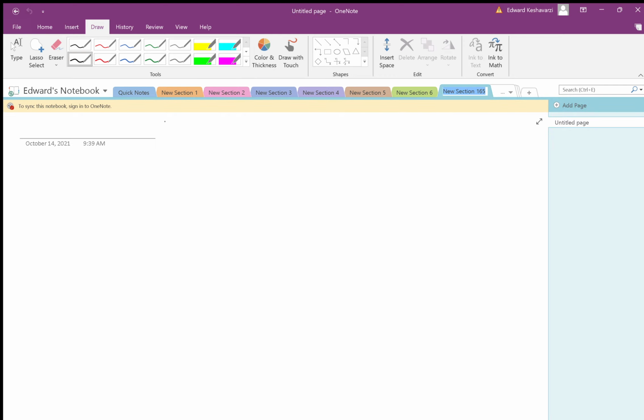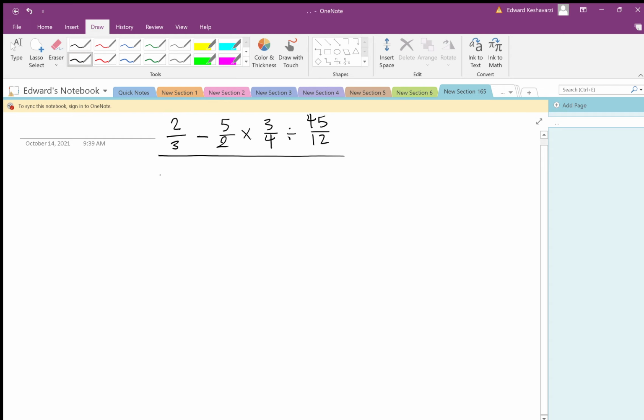So this example is 2/3 minus 5 over 2 times 3 over 4 divided by 45 over 12. And at the bottom we have 1 minus 2/3 squared divided by 2/5. So according to the order of operations, we need to do this part first. So I'm going to do it somewhere else.